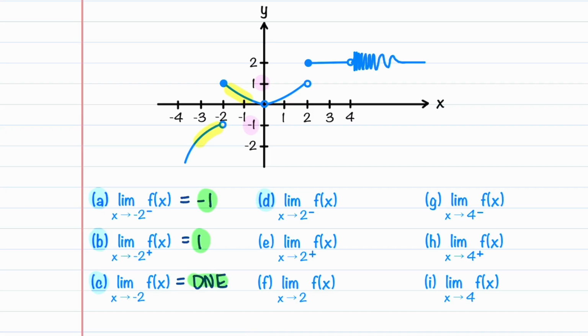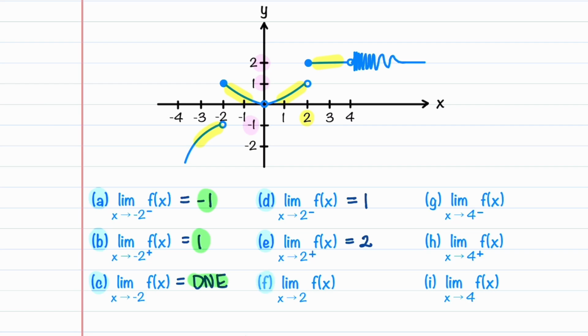Now let's look at part D. For this one, we're going to take the limit as x goes to +2 from the left. Let's focus on 2 on our graph, and we're going to come from the left, and we can see that the value is going to equal 1. Now for part E, we're going to go back up to our graph, but this time we're going to approach 2 from the right, and we can see that our function is going to equal 2. So let's write that this is equal to 2.